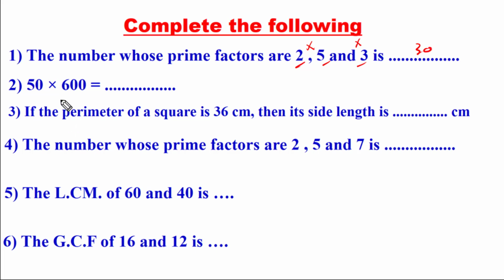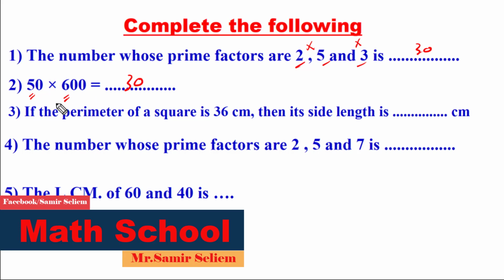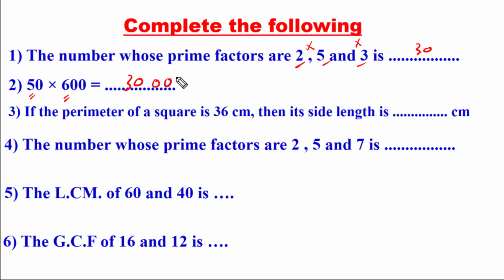Equals 30. 50 times 600, we will multiply 5 by 6 equals what? Equals 30. Ask yourself, how many extra zeros we have? We have here triple zero. Just we will bring down triple zero. The product will be 30,000.